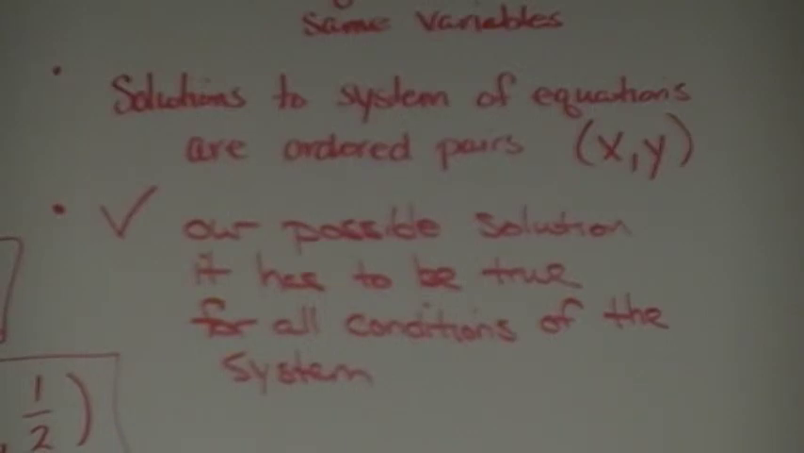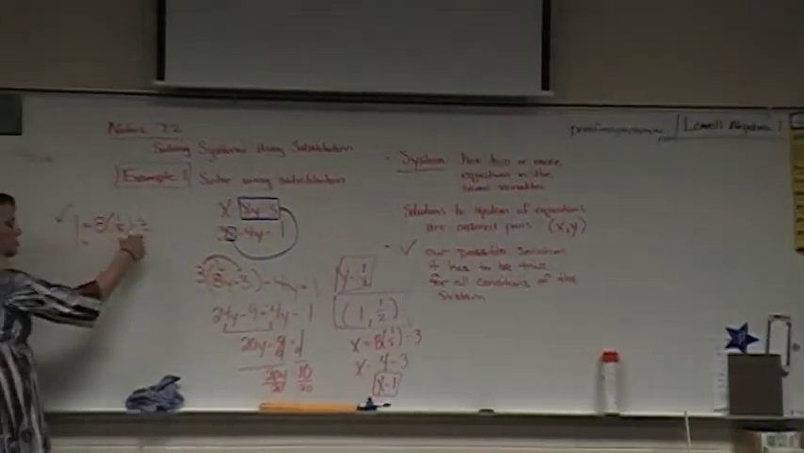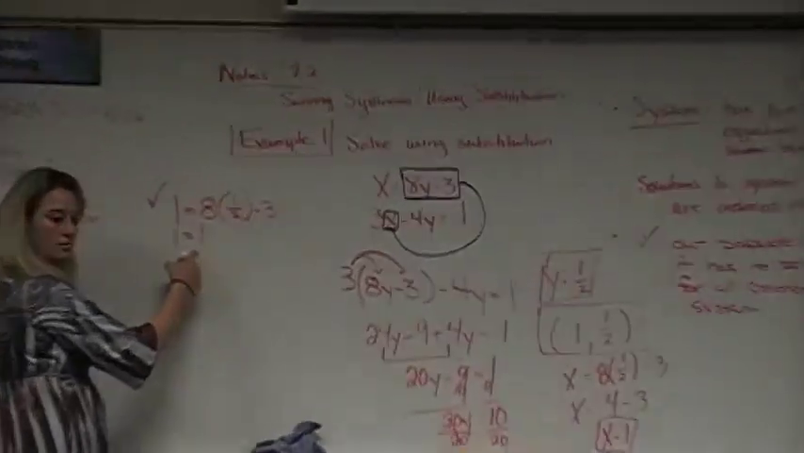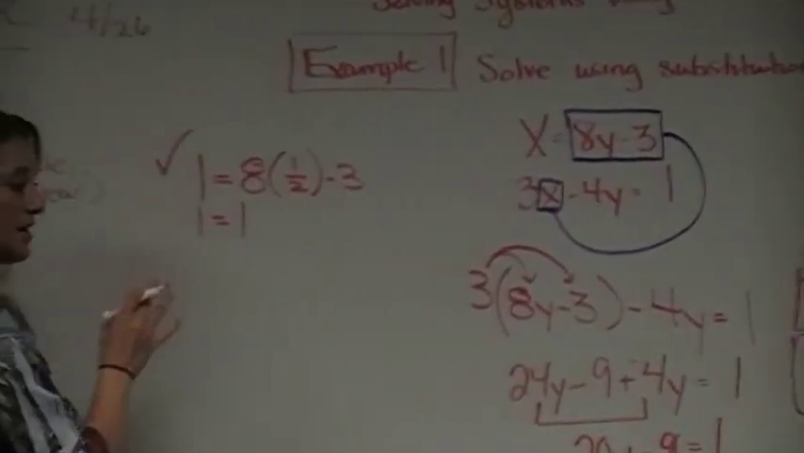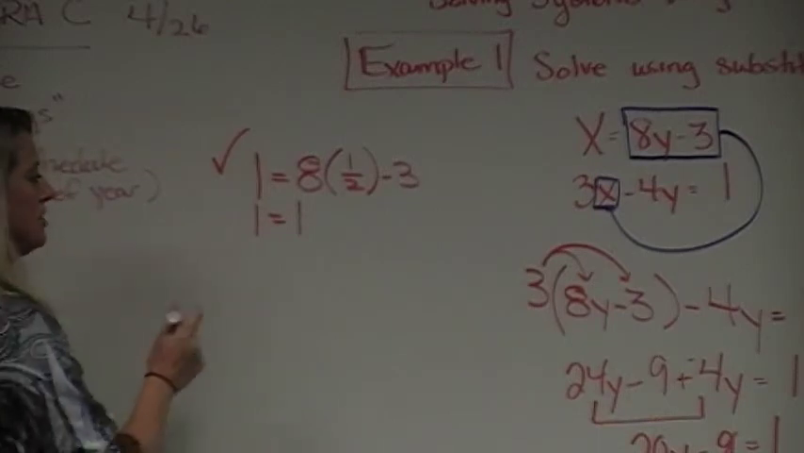Okay? All right, so let's go ahead and see if it works. 1 equals, what's 8 times 1/2? What's half of 8? 4. 4 minus 3. 1. Does 1 equal 1? So that one checks. Let's do the second equation. Remember, it has to work for both equations of the system in order for it to be a true solution.